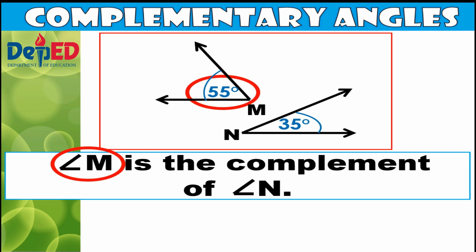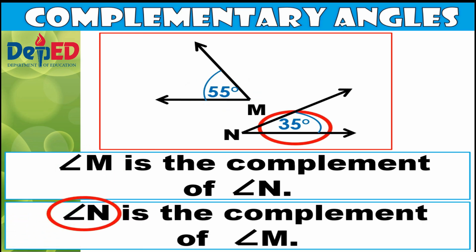Another one, angle M is the complement of angle N, and the measure of angle M is 55 degrees. Angle N is the complement of angle M, and the measure of angle N is 35 degrees. When we add the measures of angle M and angle N, that is equal to 90 degrees. So therefore, they are complementary angles.